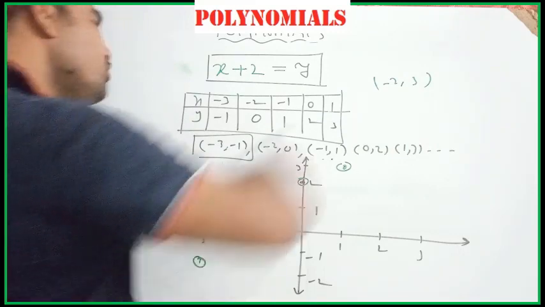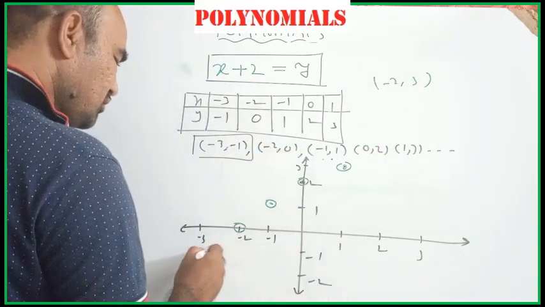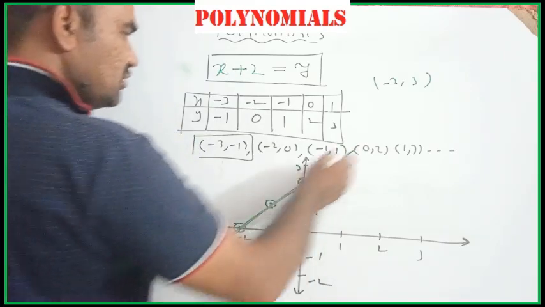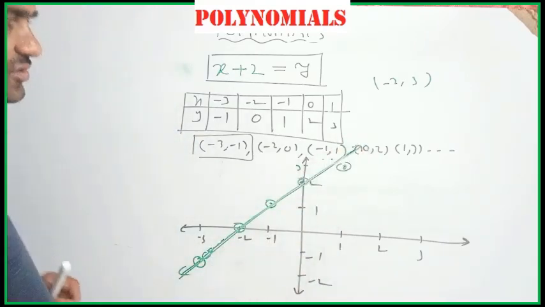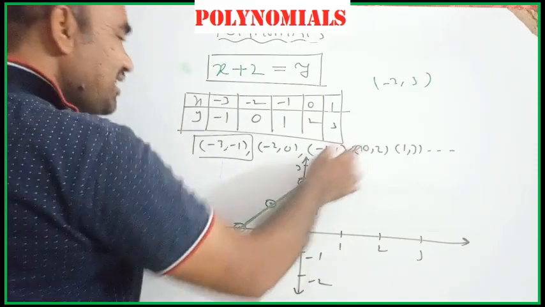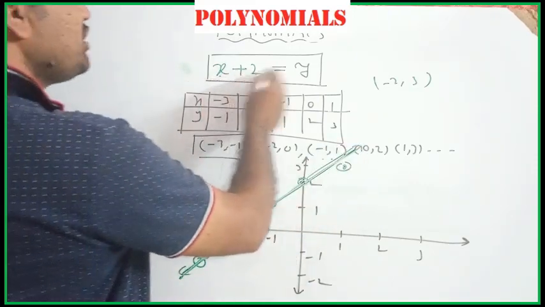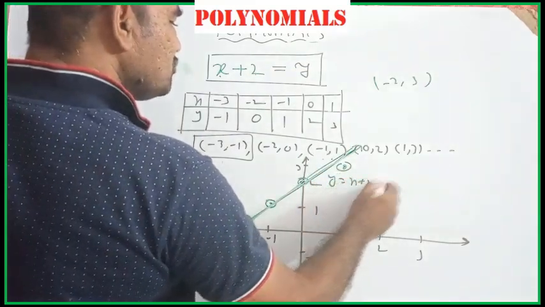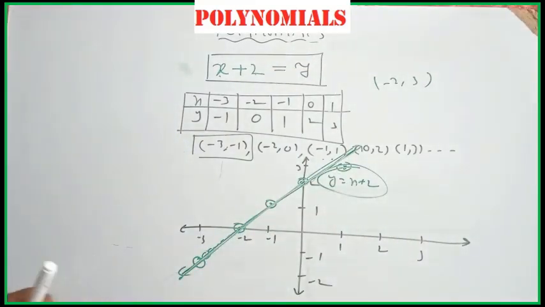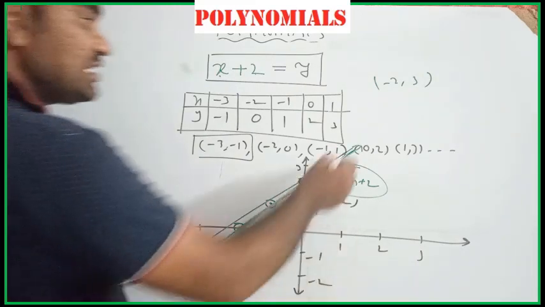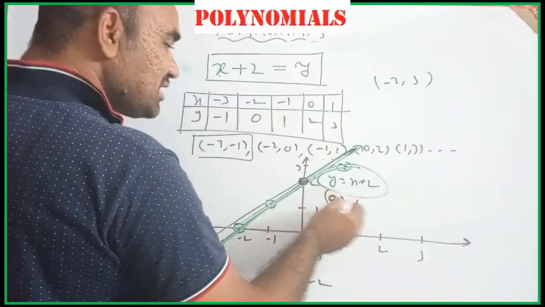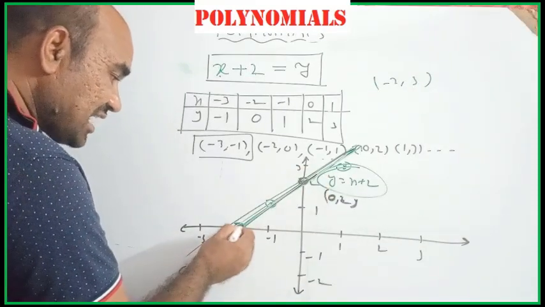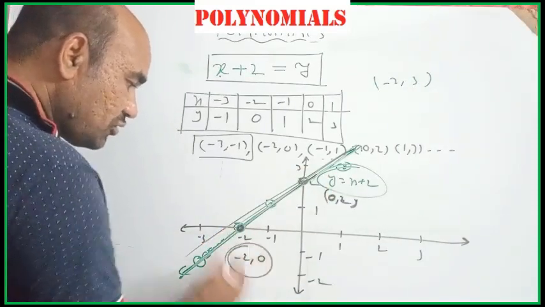So you get infinitely many ordered pairs. If you take all those ordered pairs, your graph will be like this. So this is the graph of x plus 2 equal to y, or y is equal to x plus 2. Okay, observe here. This line intersects the y-axis at the point (0, 2). This line intersects the x-axis at the point (minus 2, 0).